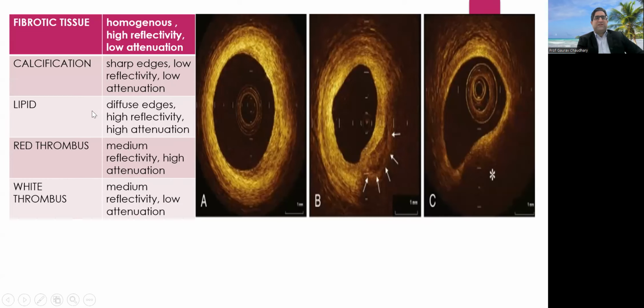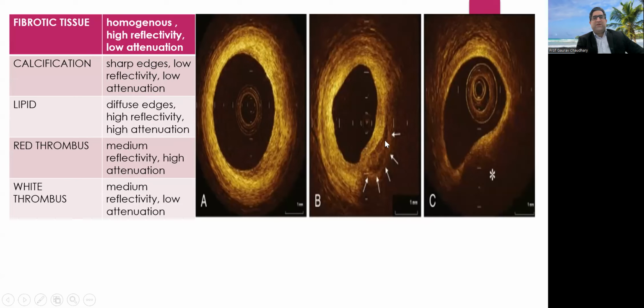Coming first to fibrotic tissue, it is homogeneous with high reflectivity and low attenuation. We can see in figure A that the bright tissue in the intima has thickened, and this tissue is homogeneous with high reflectivity and low attenuation.